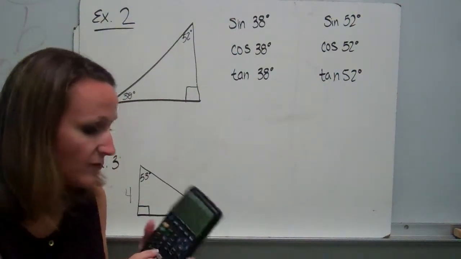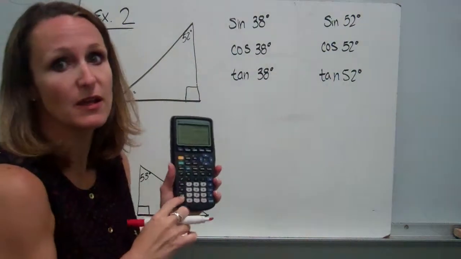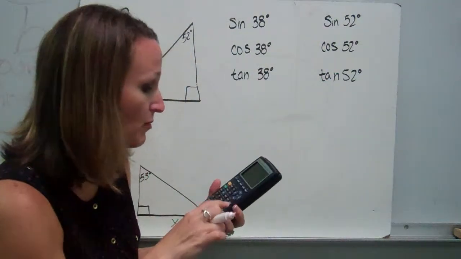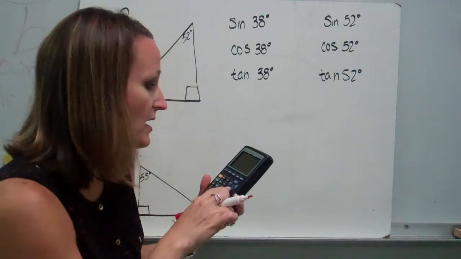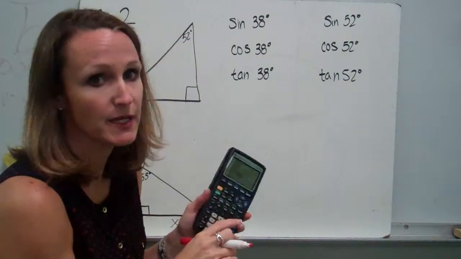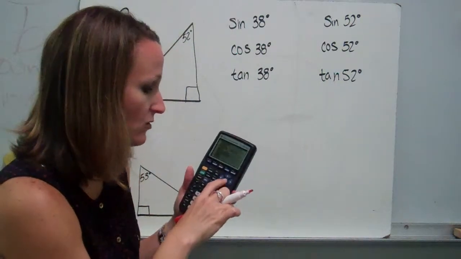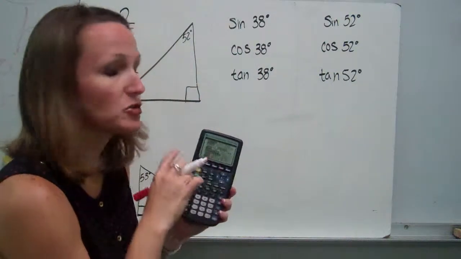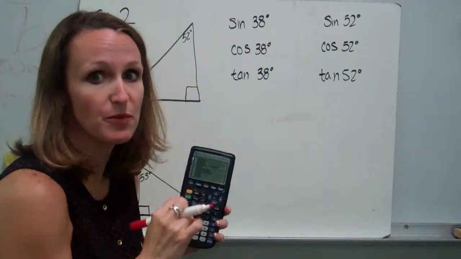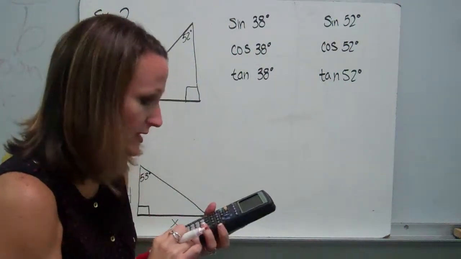So to find that, first of all, you need to have your calculator in the correct mode. So you need to go to mode, which is up here by the second button, and come down and make sure that it's in degrees. So to do that, you would push the arrows down, and you have your choice of radians or degrees. So you would want to push it over to degrees and hit enter.